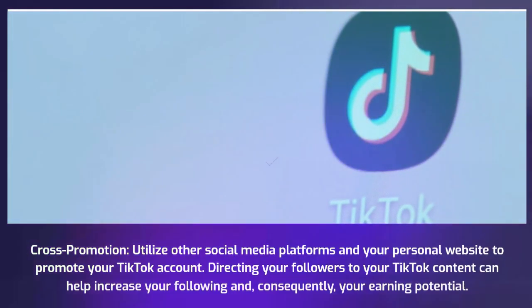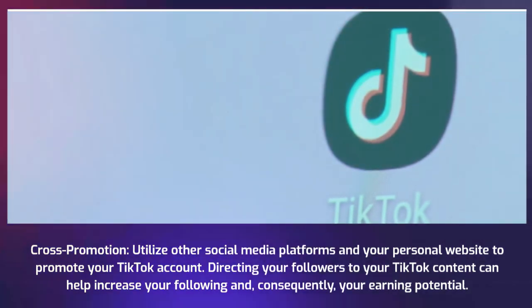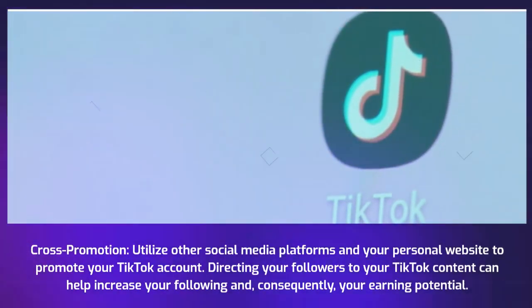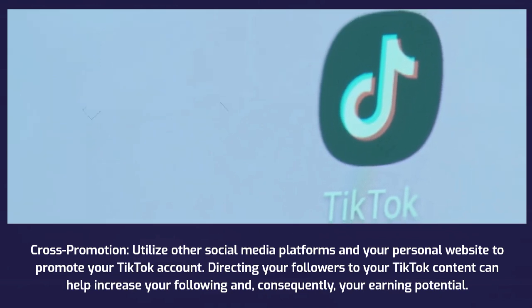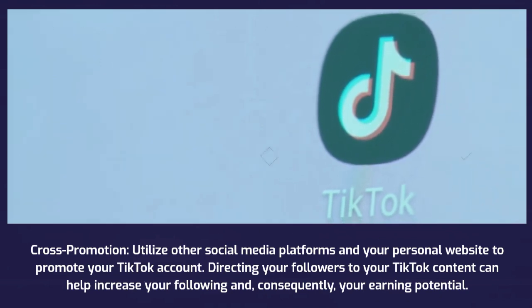Cross-promotion. Utilize other social media platforms and your personal website to promote your TikTok account. Directing your followers to your TikTok content can help increase your following and, consequently, your earning potential.